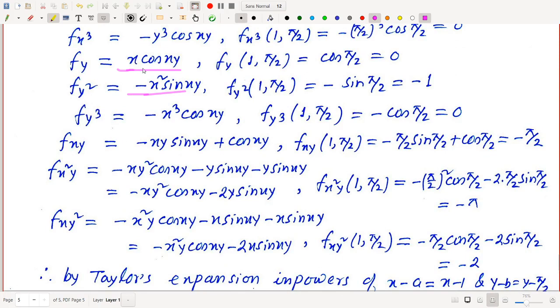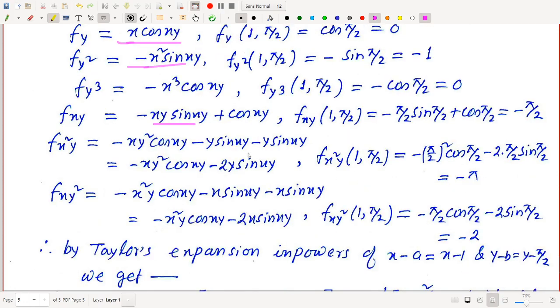So here the u into v product rule will be used. x remains, the derivative of cos xy is minus sin xy, so the minus sign is there, sin xy is there, and if we differentiate with respect to x, y is constant, so y will be multiplied. So there is y: minus xy sin xy plus cos xy remains, and the derivative of x with respect to x is 1, so cos xy. Now at the point (1, pi by 2), when x is 1, y is pi by 2, so cos pi by 2 is 0 and sin pi by 2 is 1, so we are getting minus pi by 2.